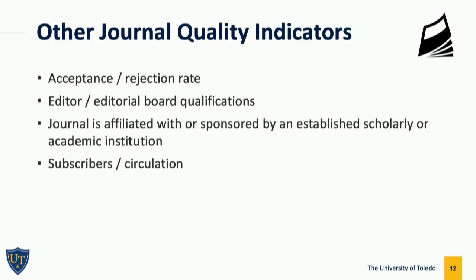There are other journal quality indicators. For example, acceptance rate. It would mean something to be published in a journal that has a very low acceptance rate. Who's editing the journal? That's another prestige factor. We could say who publishes it. Is it part of the science group or nature group? Is a journal affiliated with some kind of institution? Also subscribers and circulation. And I have an anecdote I can share here.